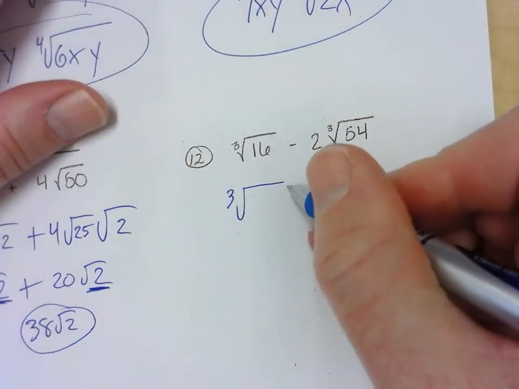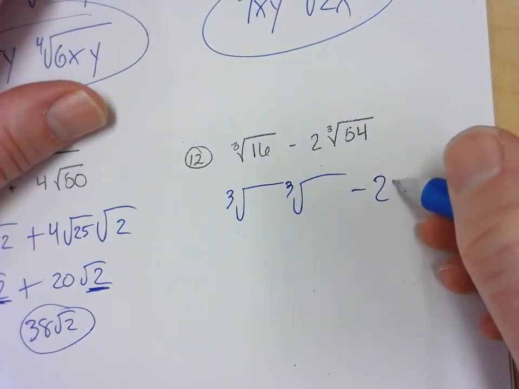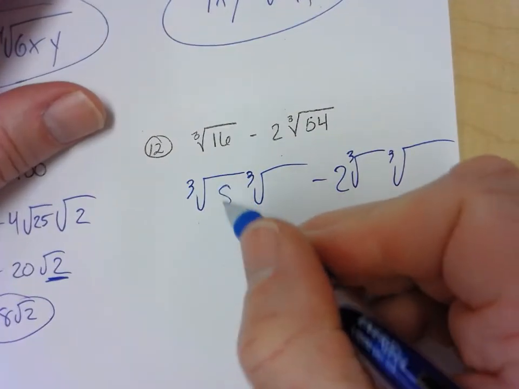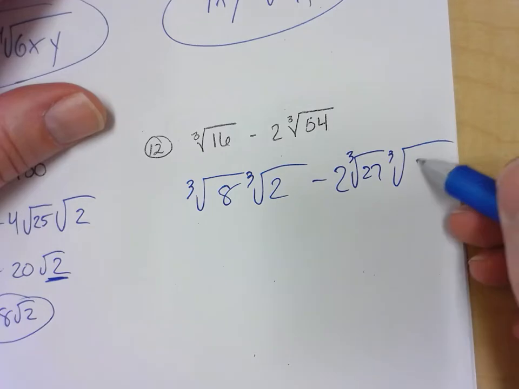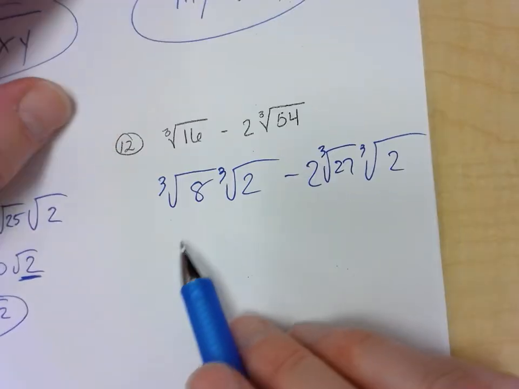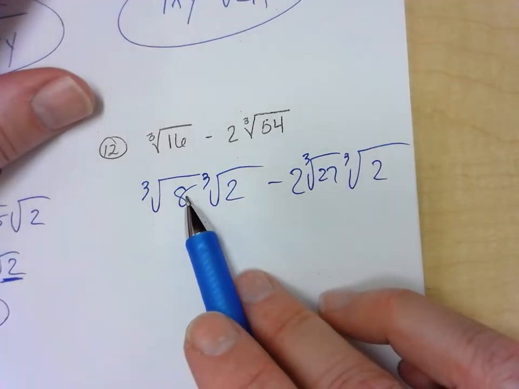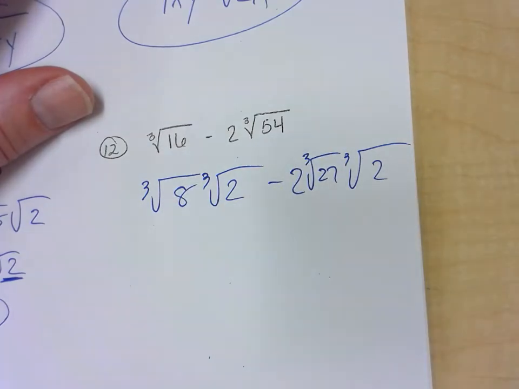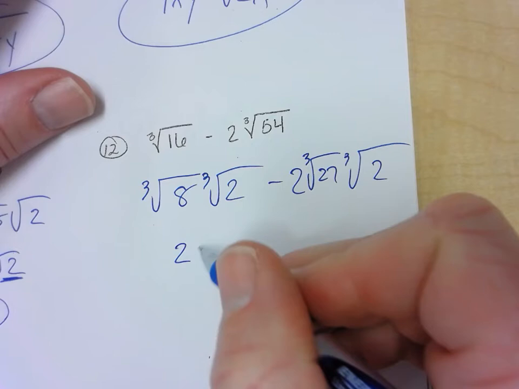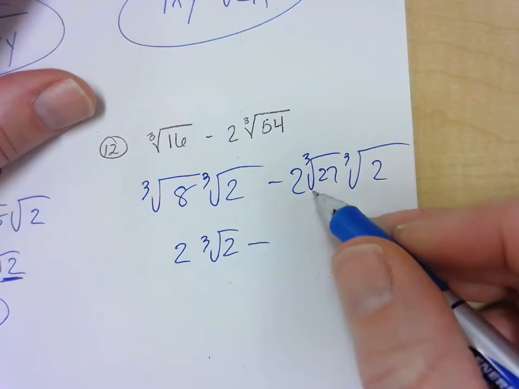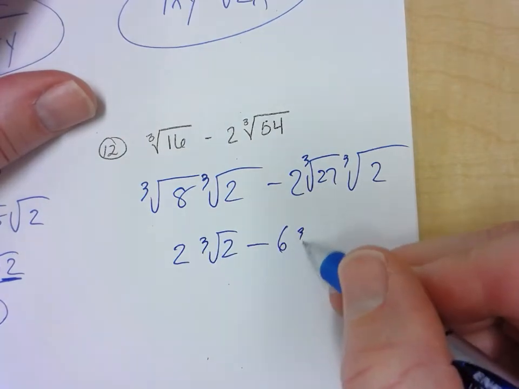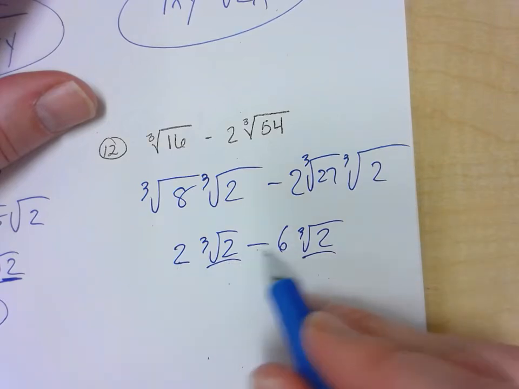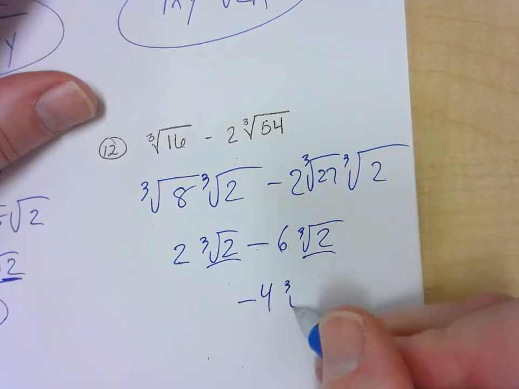Cube root, minus 2, cube root, and cube root. So 8 and 2, 27 and 2. There's not a lot of choices with cube roots, so I've used 8 so many times that I know that it's 8 and then it has to be 27, and there's really no other choices that work. So you get 2 cube root of 2 minus, that's 3 times 2 is 6 cube root of 2. So they have the common linkage between the two. So it's 2 things minus 6 things, negative 4 cube root of 2.